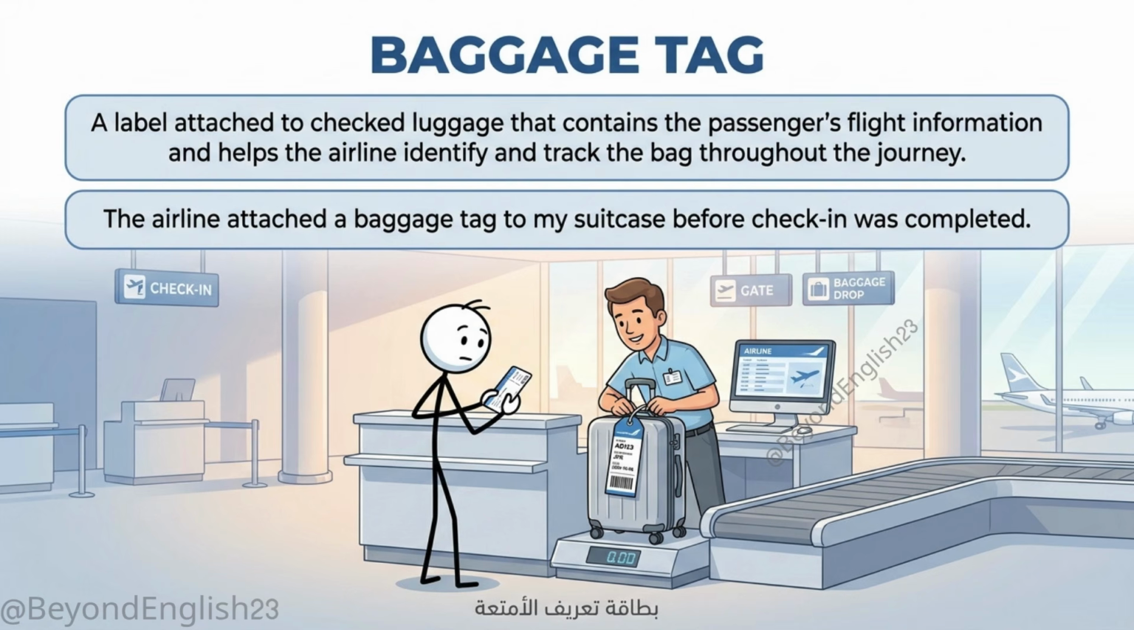2. Baggage tag. A baggage tag is a label attached to check luggage that contains information used to identify and track the bag during the journey. Example: the airline employee attached a baggage tag to my suitcase at the check-in counter.